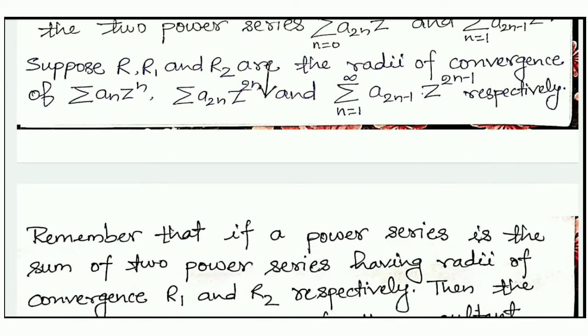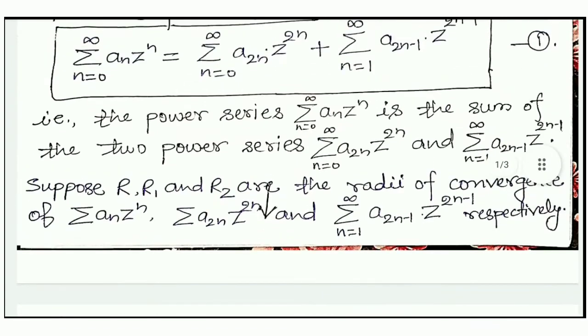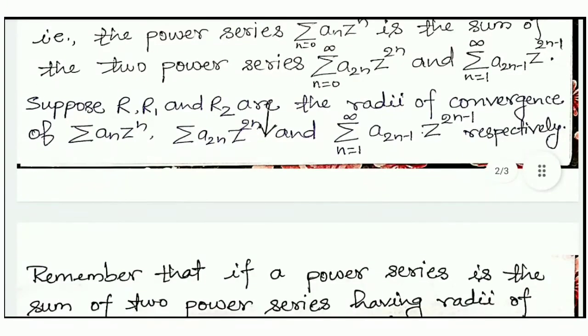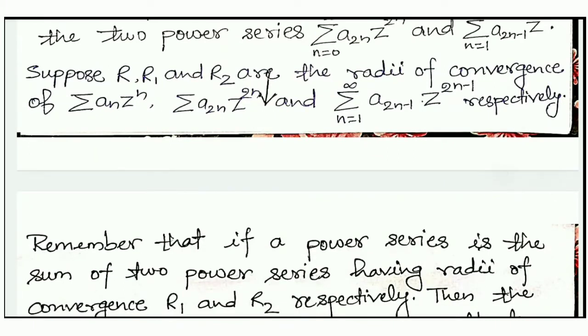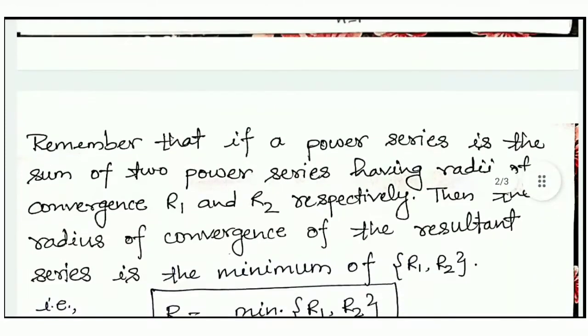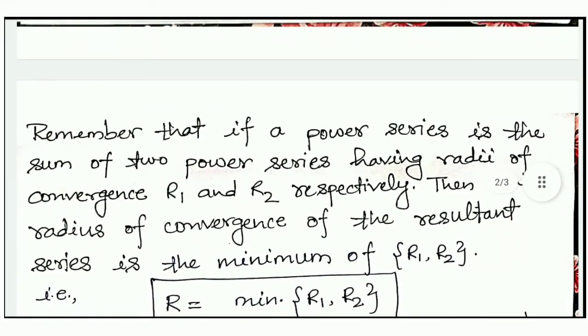Now, the problem was to find the radius of convergence of the resultant power series, summation a_n z^n. So now what we will do is, suppose r1 and r2 are the radii of convergence of the series summation a_n z^n, summation a_2n z^2n, and summation a_(2n-1) z^(2n-1) respectively. So now we will try to find the radius of convergence of both the power series.